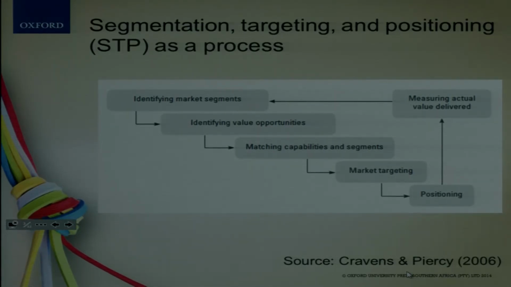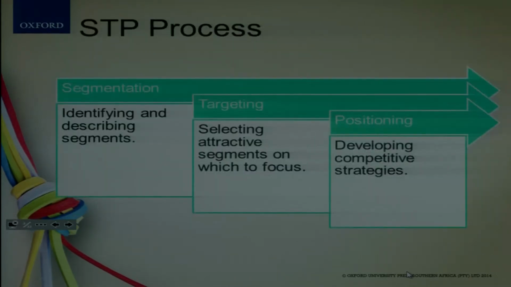Then you look at matching capabilities and the segment. You cannot attract a segment where you don't have capabilities in order to deliver to that segment. Then from there, once you've got capabilities, you start to look at that segment, you position your marketing strategies, and you measure. After measuring, you deliver the value to your customers.